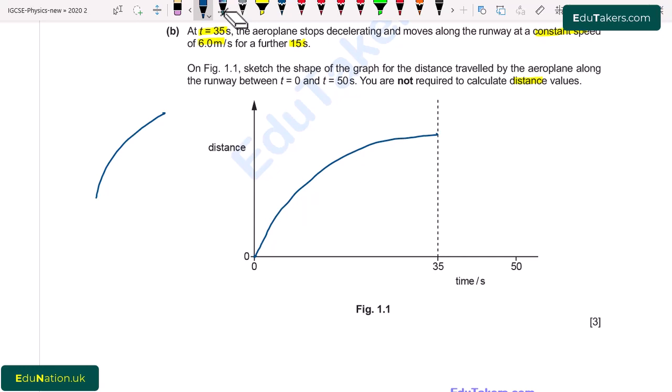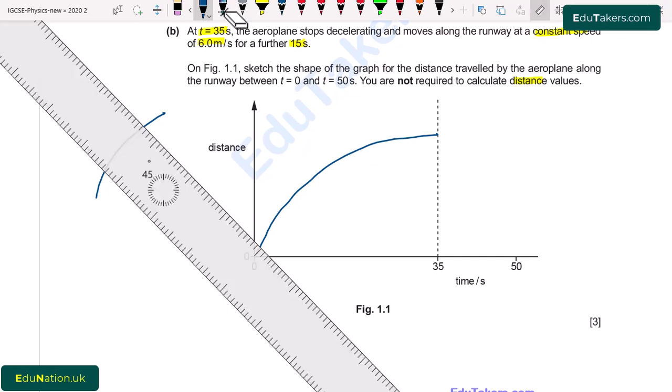Now the second part, from t equal to 35 seconds. We know that the aeroplane moves with decelerating acceleration. After t equal to 35 seconds, the aeroplane moves with constant speed, that is 6 meters per second. So between 35 to 50 seconds, the aeroplane has constant speed, and when we draw the graph between distance and time for constant speed, it will be a straight line.